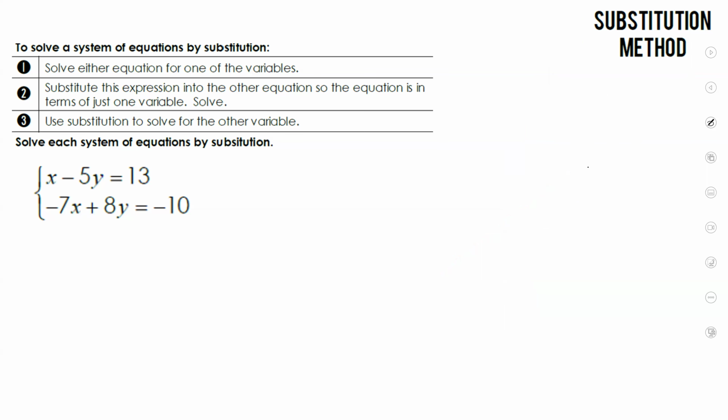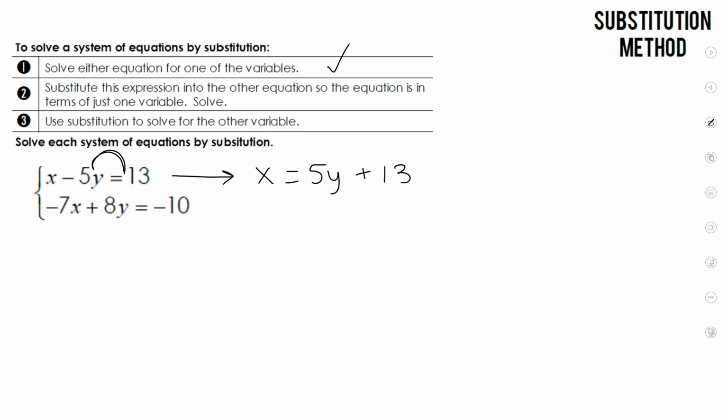I want to move the negative 5y to the other side, so that this is going to be rewritten as x equals 5y, because I moved the negative 5y to the other side. The 13 is still positive. So I solved for x. That was step 1. I solved for one of the variables.